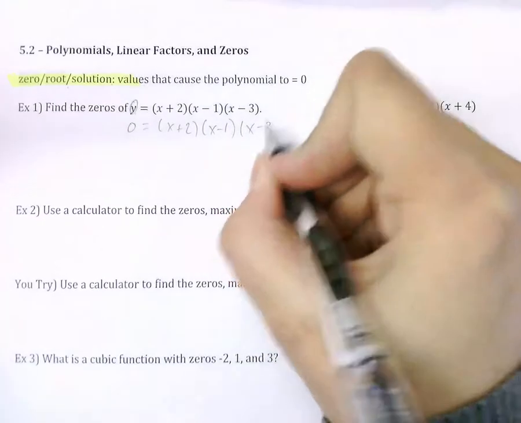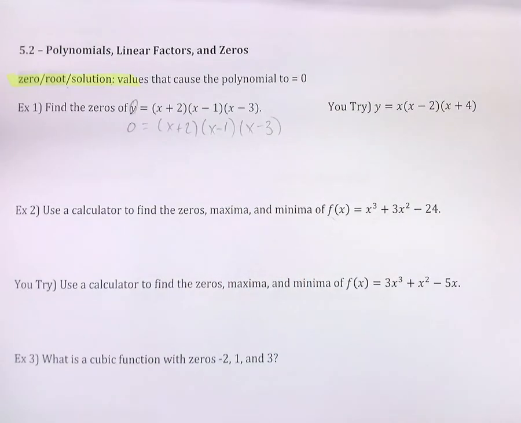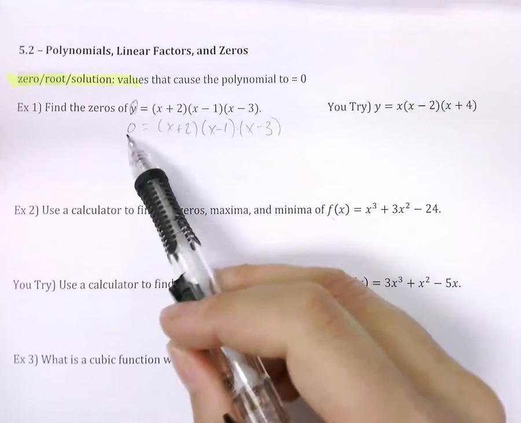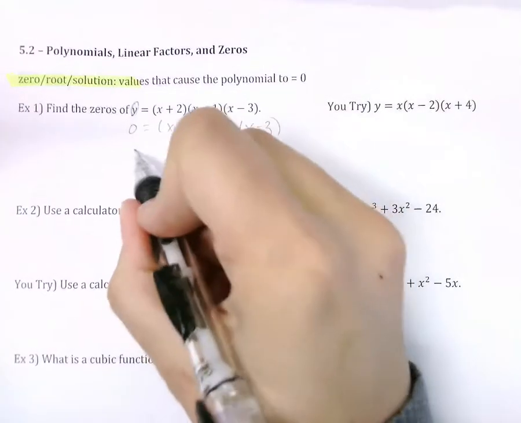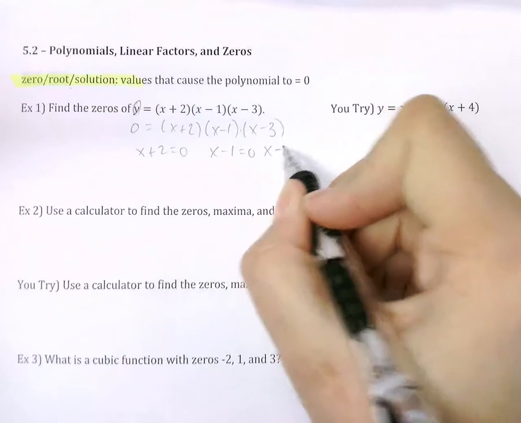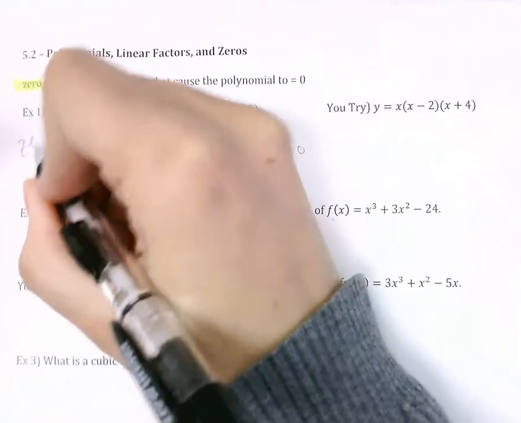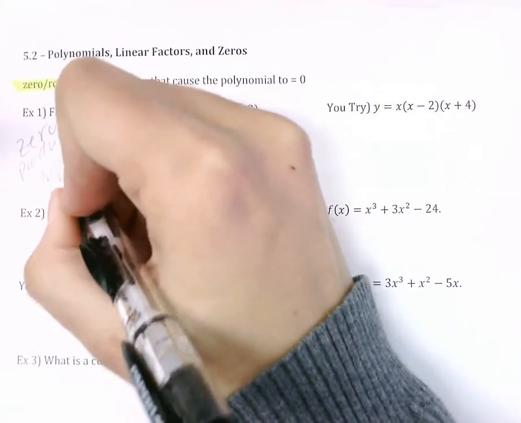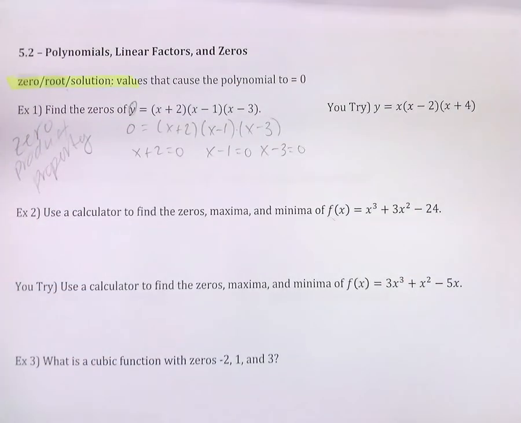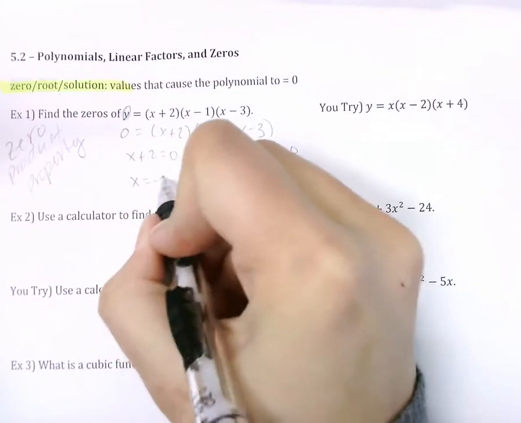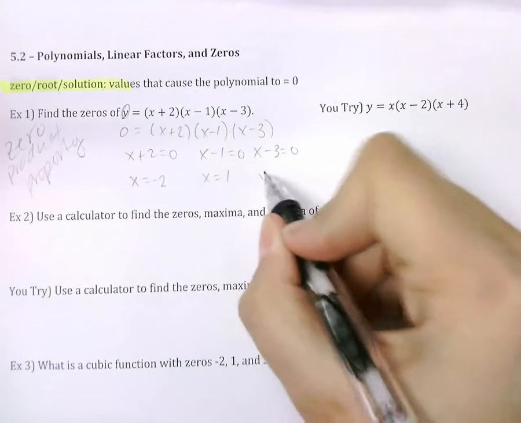We have 3 factors. It's already factored for us, which makes this really easy. You're going to have 3 factors that are multiplied together and set equal to 0. Now, what is the property that allows us to take each one and set it equal to 0? The zero product property. So the zero product property says I can take all of these factors, set them equal to 0, and solve. And when you do that, you get -2, 1, and 3.